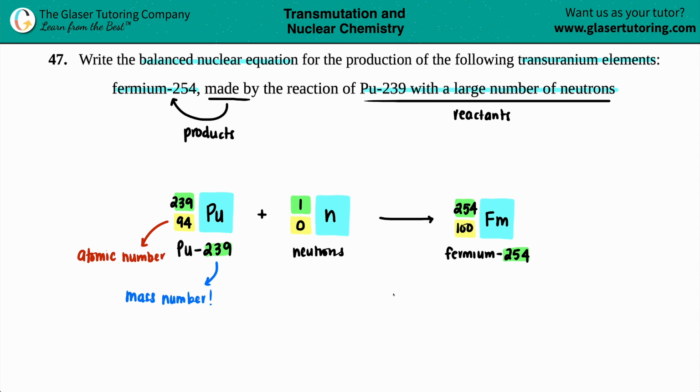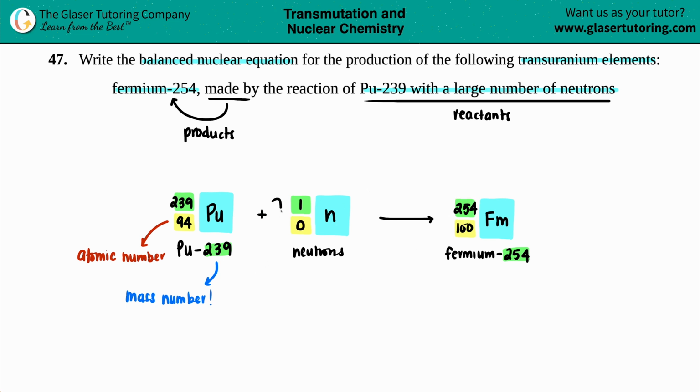Okay, now let's see. Are we balanced? Well, we have 2 39s plus 1, so right off the bat, that's a 40, right? 239 plus 1 is 40. That doesn't equal 254. I need to jack this number up to get it to 254.